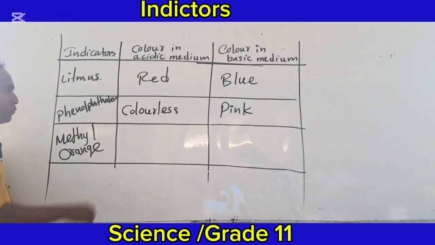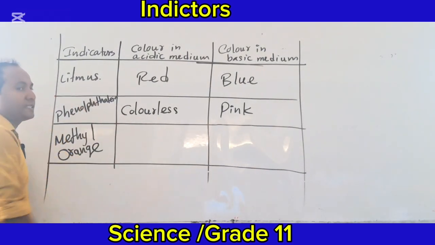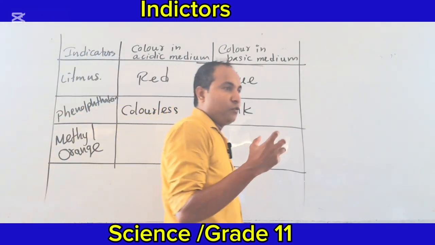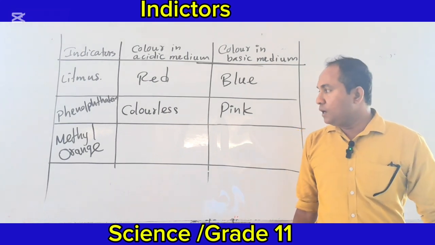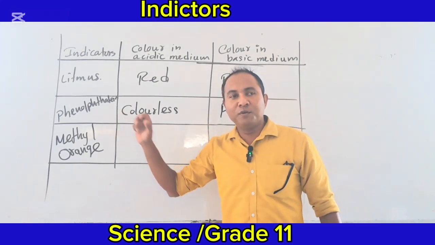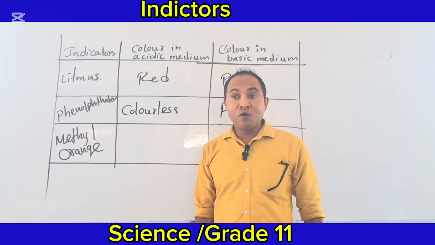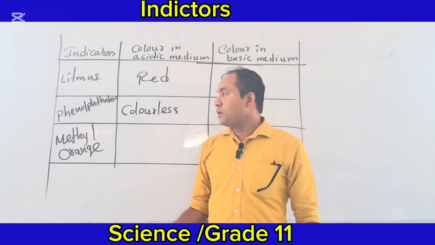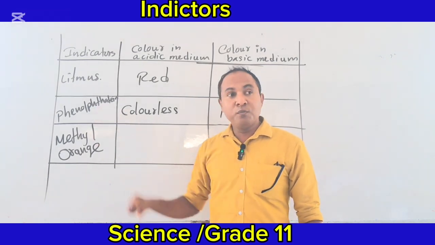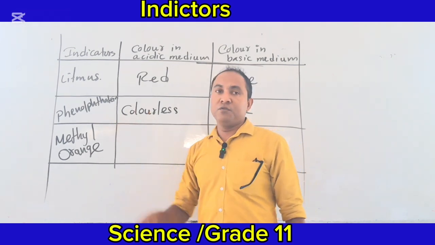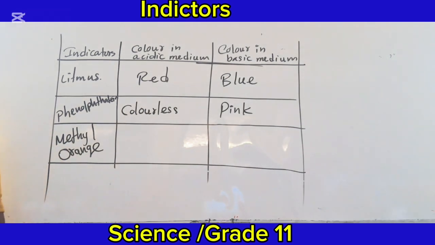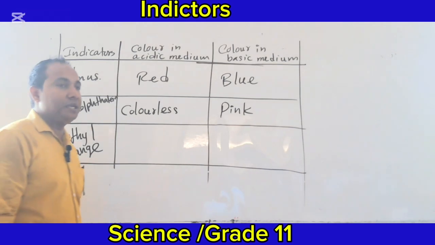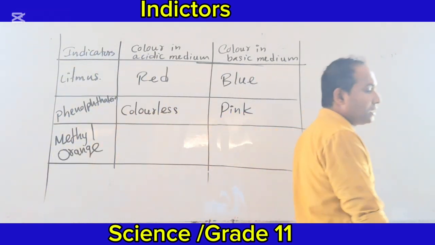Methyl orange. How to make the methyl orange solution? Now think about it: if you want to make the methyl orange solution, is methyl orange soluble in water or insoluble in water? Methyl orange is soluble in water. So methyl orange can be dissolved in water and an orange color solution can be prepared.